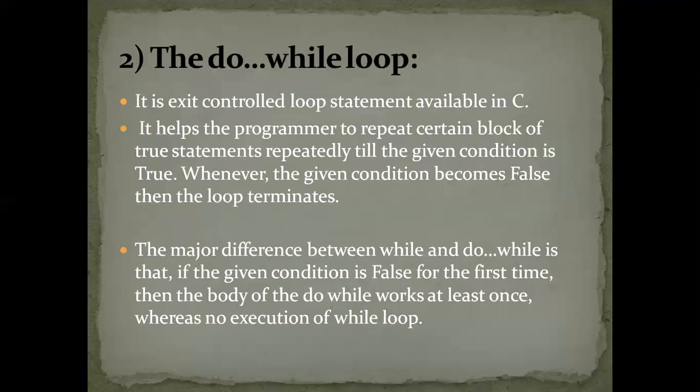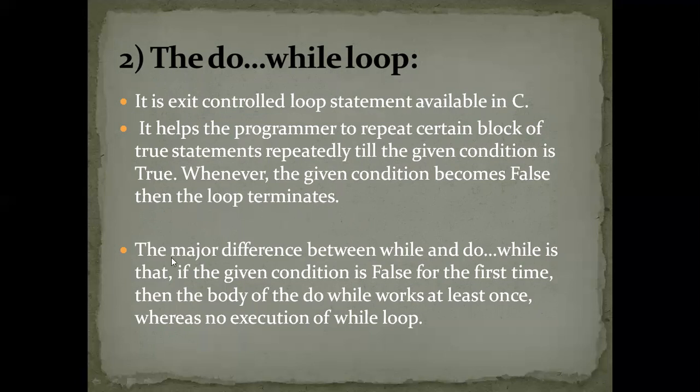The second loop is the do while loop. Let's see how this do while loop works. It is an exit control loop statement available in C programming. It helps the programmer to repeat a certain block of true statements repeatedly till the given condition is true. Whenever the given condition becomes false, the loop will be terminated. Very simple. If the condition is true, it executes the true block of statements. If the condition is false, the loop will be terminated.